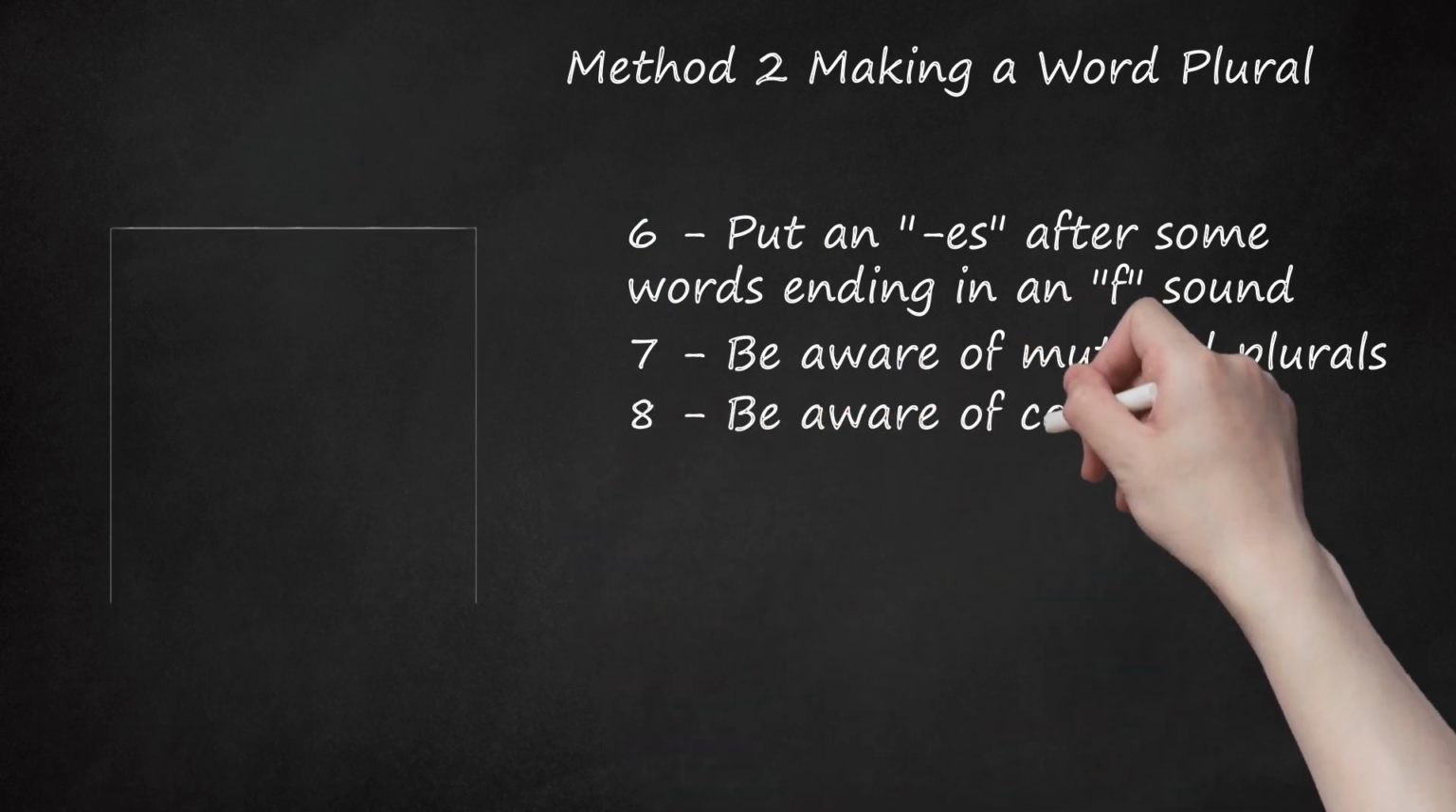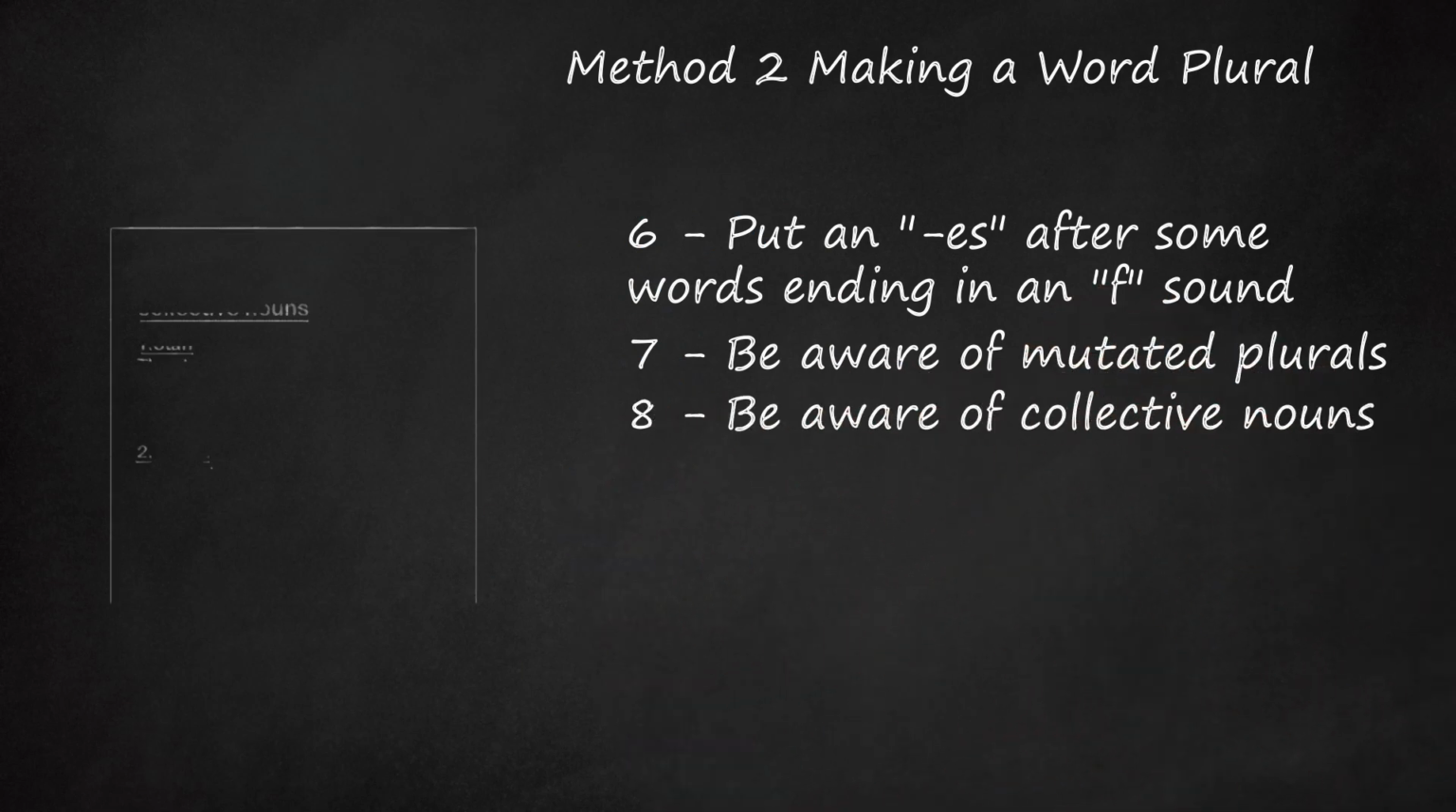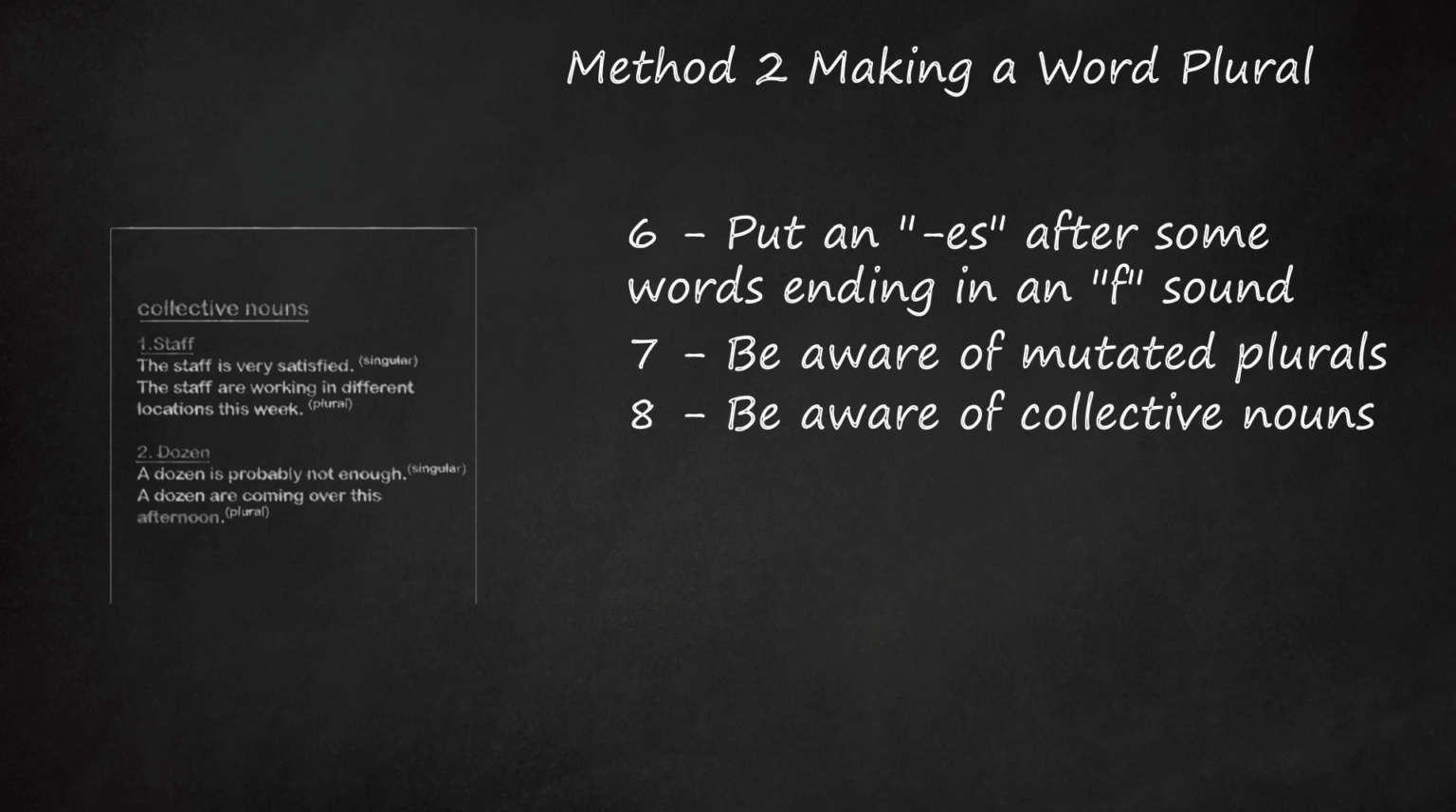8. Be aware of collective nouns. Collective nouns are singular when they refer to a group and plural when they refer to an individual. Some common collective nouns are group, staff, team, family, audience, committee. Staff is singular in this sentence because the group is acting as a unit: The staff is very satisfied. Staff is plural in this sentence because the sentence is referring to what individuals are doing: The staff are working in different locations this week.